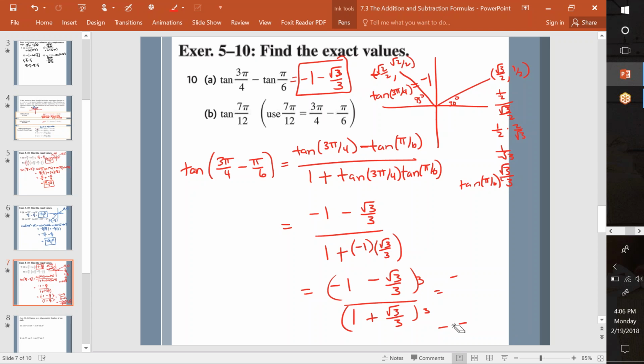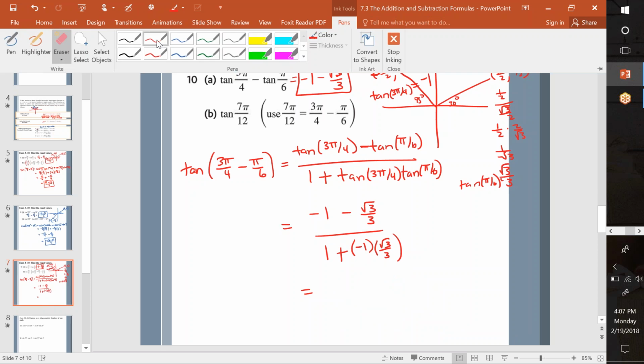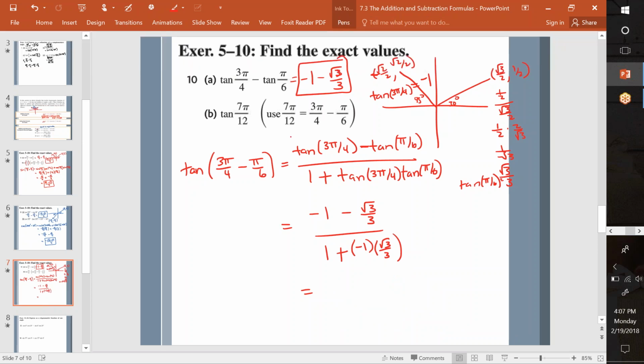But that will make all the difference sometimes. So we all make mistakes. It happens to me too. So let's look at this. So it should have been plus right here. So that would not have turned into a negative or a positive on the bottom. It would have been -1 minus square root of 3 over 3 over 1 minus the square root of 3 over 3. We still would multiply top and bottom both by 3.